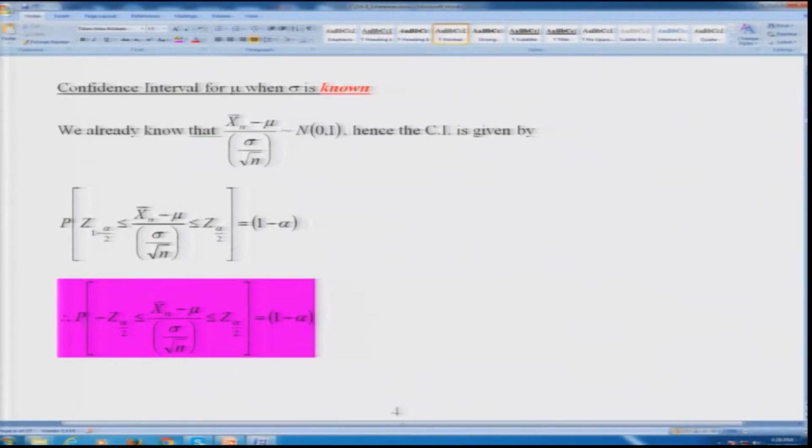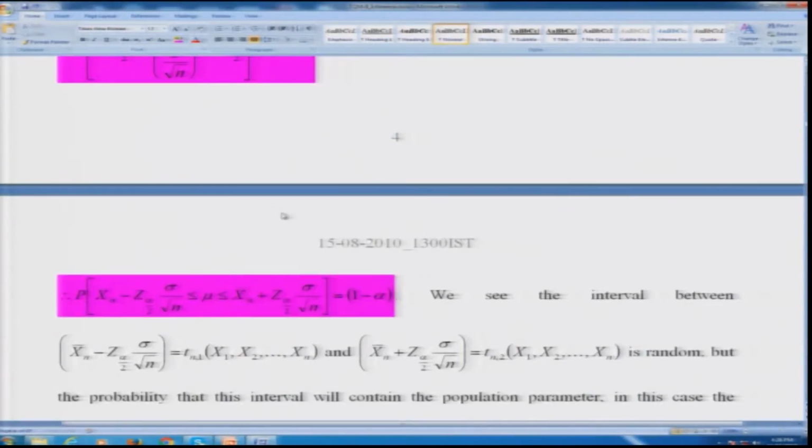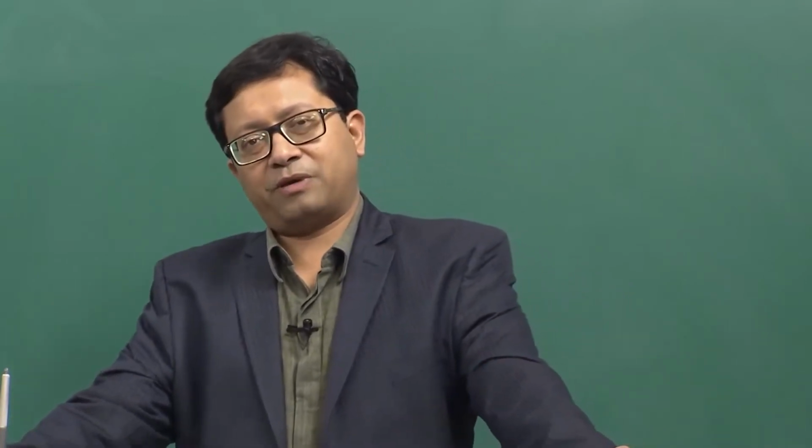If you do some simple algebra, not very complicated, just taking from the denominator to the numerator and multiplying all these values, the final answer which comes out, which is very important for us to note down and will be significant later on, is Tn1, the lower value, which is x bar n minus z alpha by 2 multiplied by sigma by square root of n. That is the Tn1 statistic, the lower value, and the higher value would be x bar n plus z alpha by 2 into sigma by square root of n.